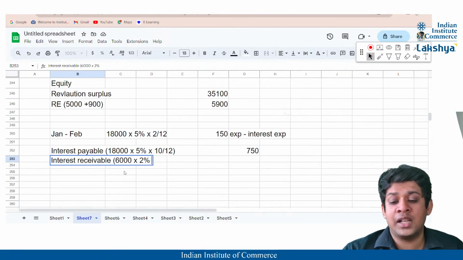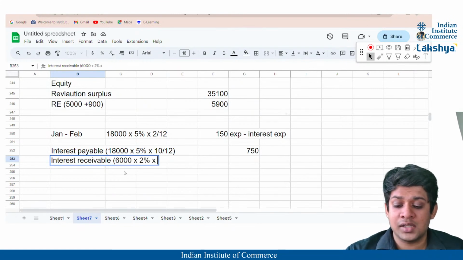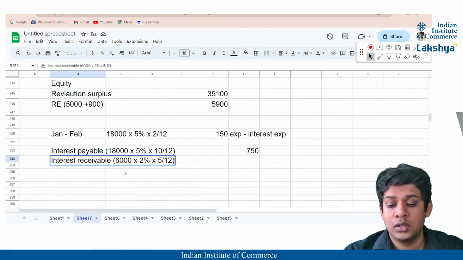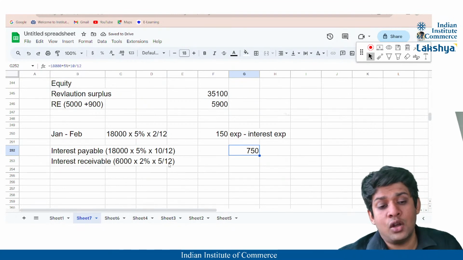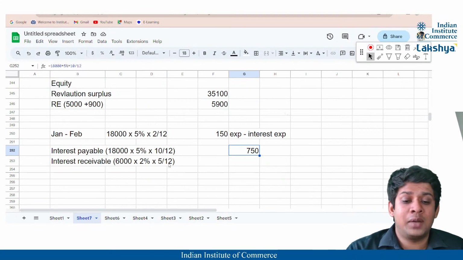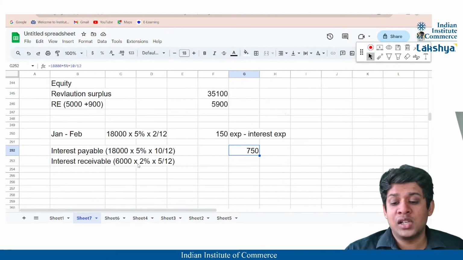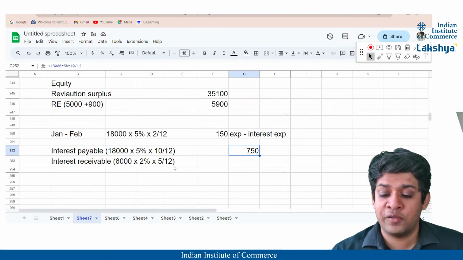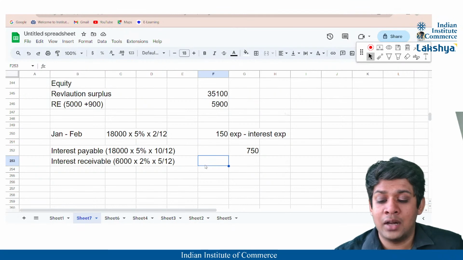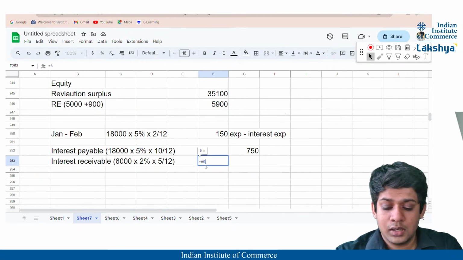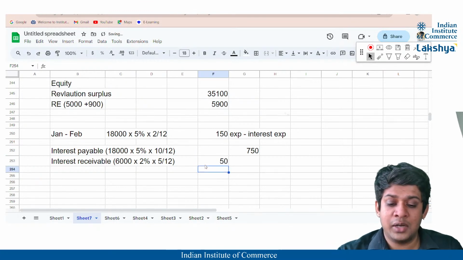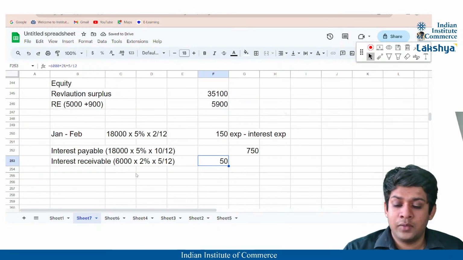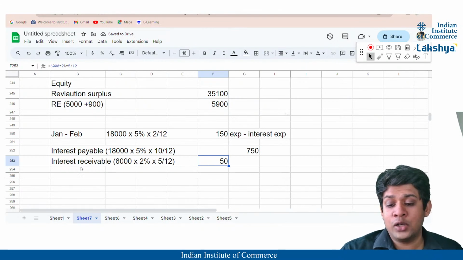This is the interest income that he is generating, correct? And he has generated it only for 5 months, right? So 5 divided by 12, because obviously he invested only for 5 months. He invested on 1st January and took it back on 31st May. So 2% is for the full year, but he has invested only for 5 months. So it will be 6,000 into 2% into 5 divided by 12. That is going to be 50. Correct? 50 is going to be the value here.